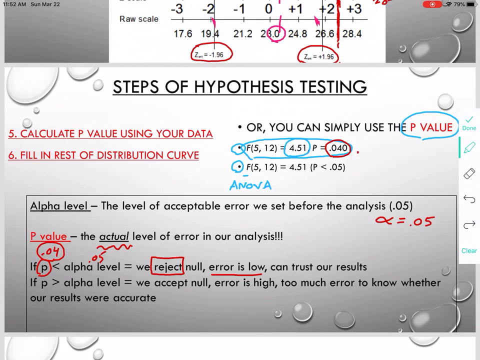Versus, what if my p-value up here was 0.08? If my p is higher than the acceptable error, so if my p is greater than the acceptable error, I have more error than I said I was willing to accept. If my p is higher than the alpha, if my actual error is greater than the acceptable error I said I was willing to accept, error is high, there's too much error, and I have to accept the null.